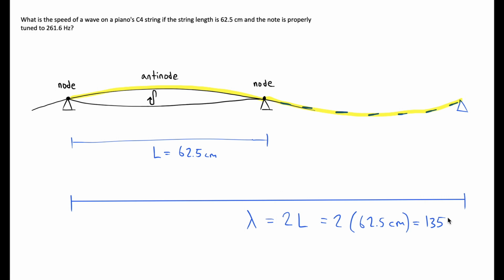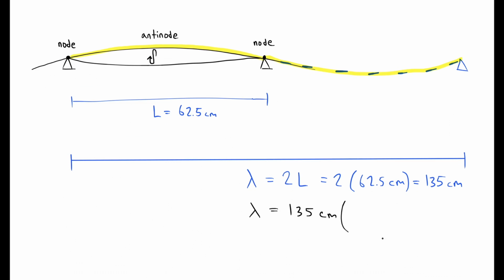That's 135 centimeters. I'm going to convert the wavelength to meters though, and the way we do that is with a conversion factor. I'm going to put centimeters on bottom so that we cancel the centimeters. Put meters on top because that's the units that I want.